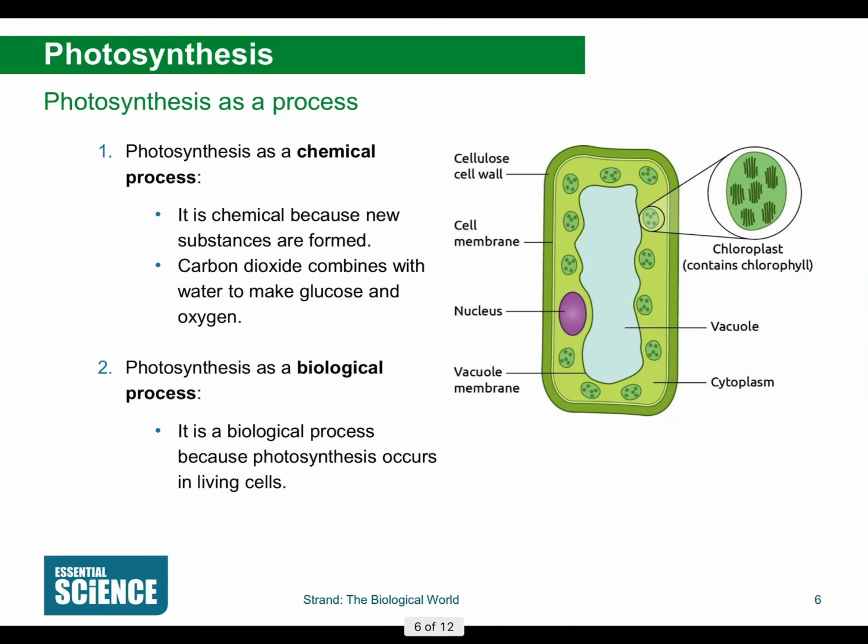and oxygen. Now, you need to know the reasons why photosynthesis is regarded as a chemical process. Remember what we have said about a chemical process. A chemical process where new substances are formed. So photosynthesis is a chemical process because new substances are formed. What new substances are formed? Glucose and oxygen are made from carbon dioxide and water. Okay, it's a biological process because it happens in living cells. It happens in plant cells, particularly the leaf cells.